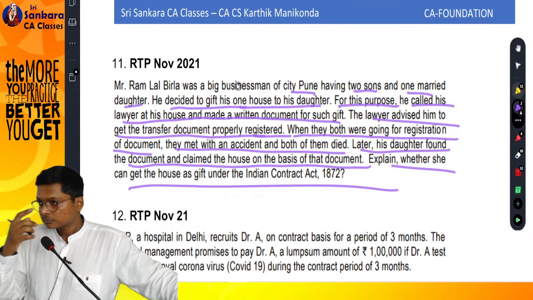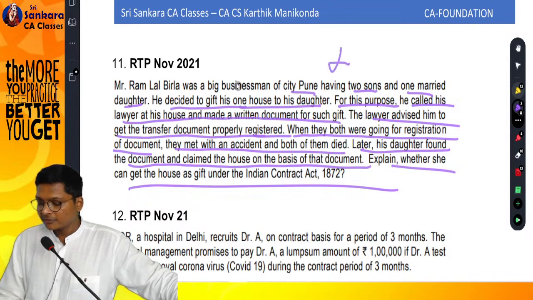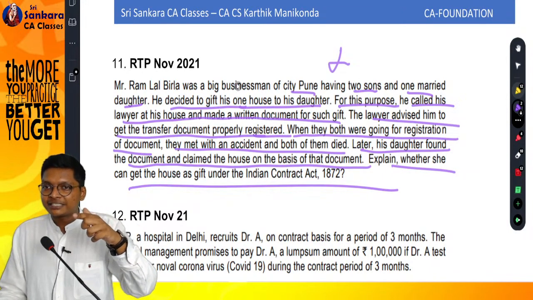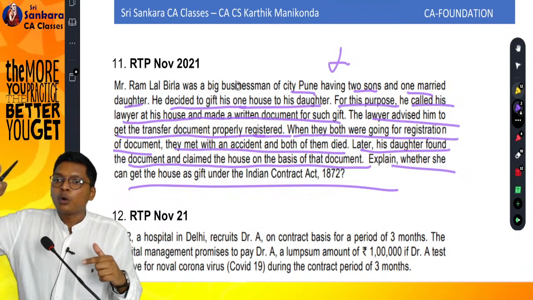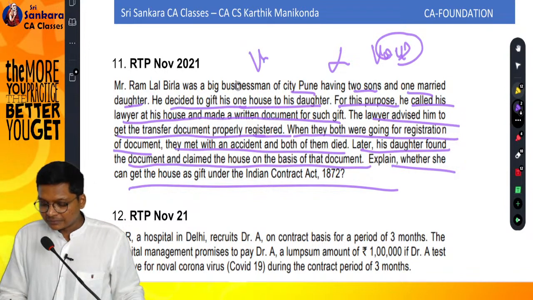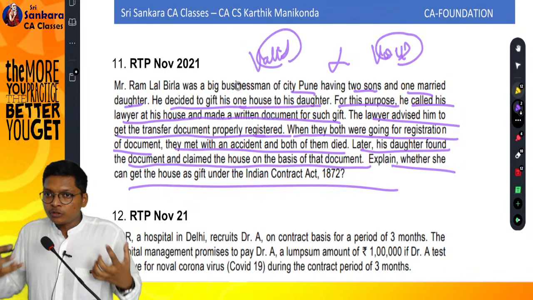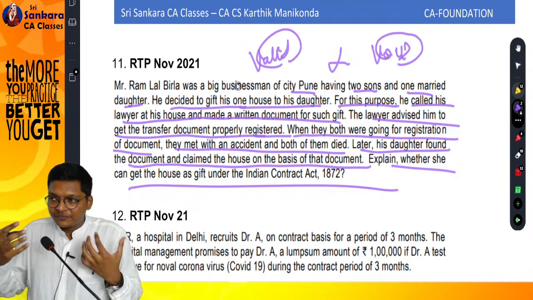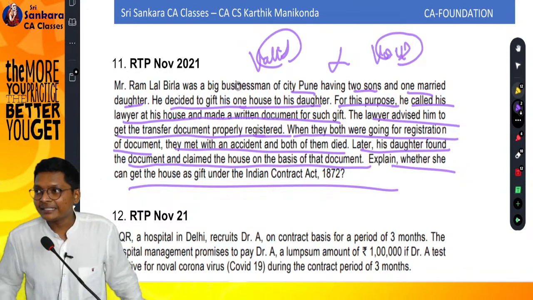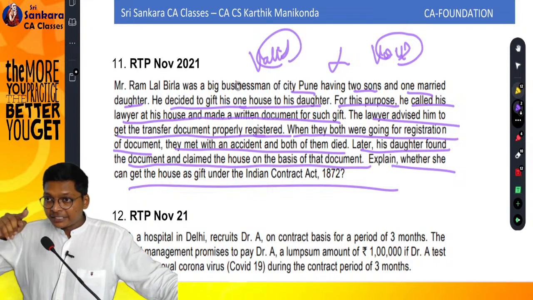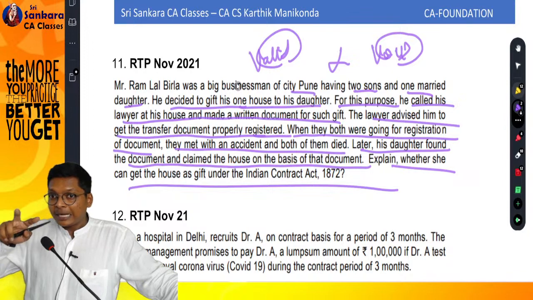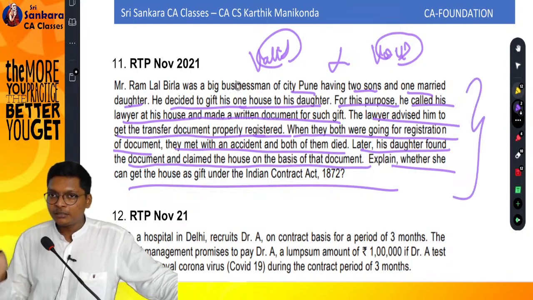Can she get? She cannot get. Why? Agreement without consideration is void. Agreement without consideration is void. But this is valid if made out of natural love and affection, if the same is in writing, and if the same is registered in law. Correct? And the gift must be a completed gift. Is the gift completed here?